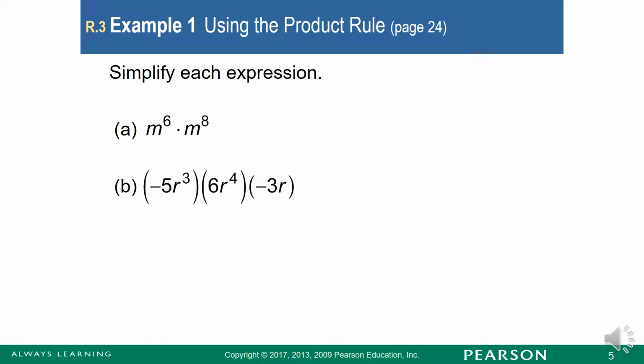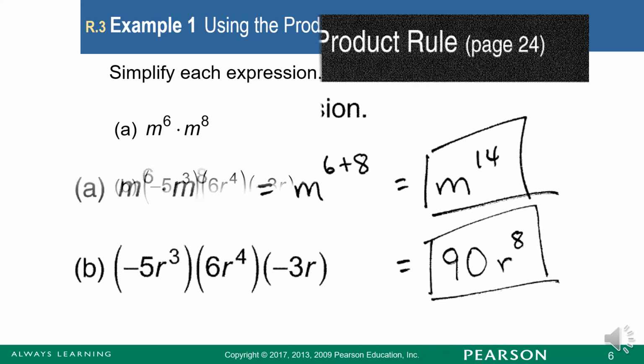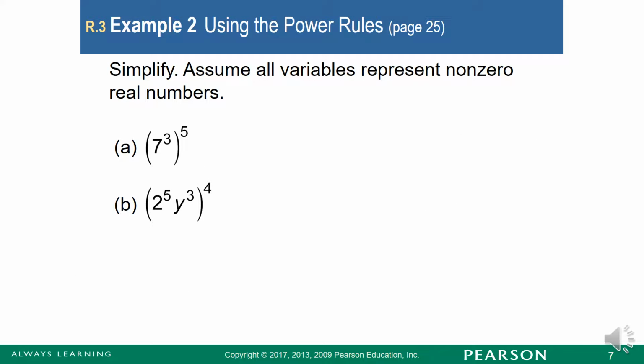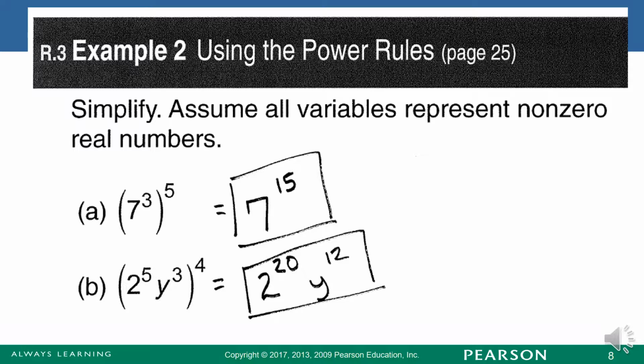So the first example, we're to simplify each expression using the product rule. Here are the answers. Note here that a minus times a minus is a plus. The next example is using the other product rule, and here you assume all variables represent non-zero real numbers. That means we don't have to worry about having a 0 in the denominators. Here are the answers that you should come up with.